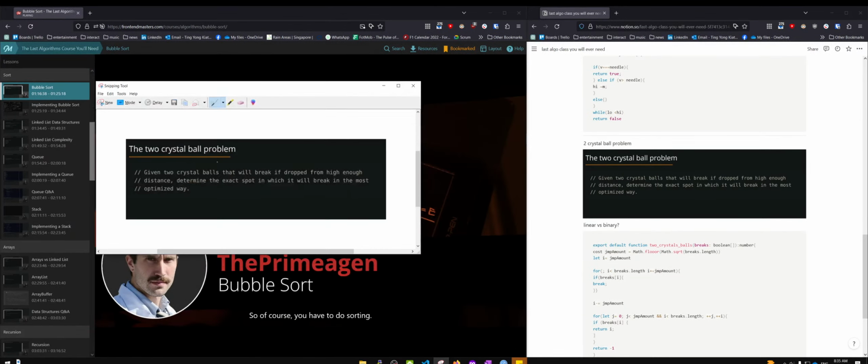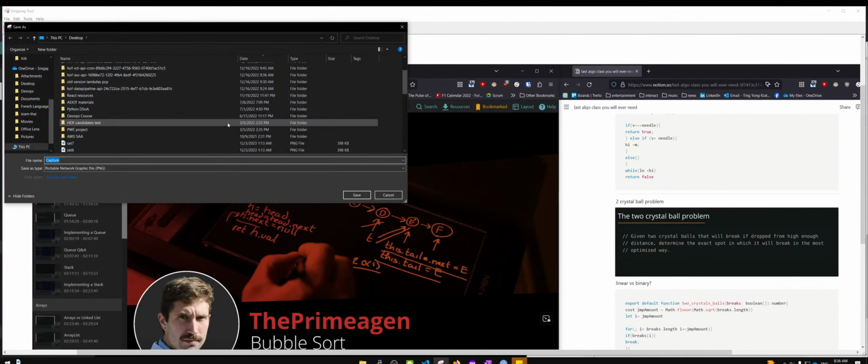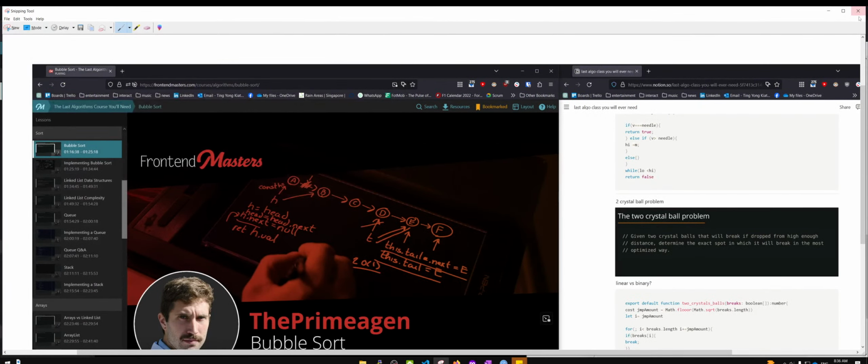Also, of course, you have to do sorting. So normally when you look at algorithms books, it often starts at sorting.